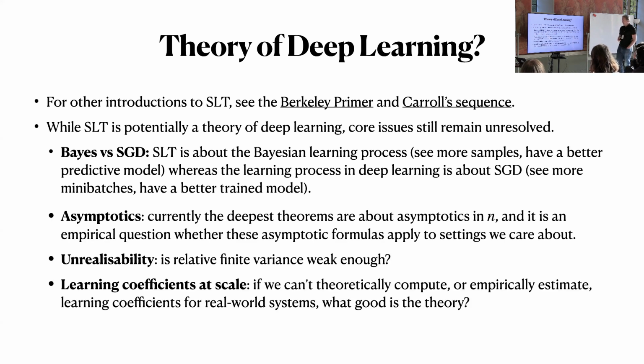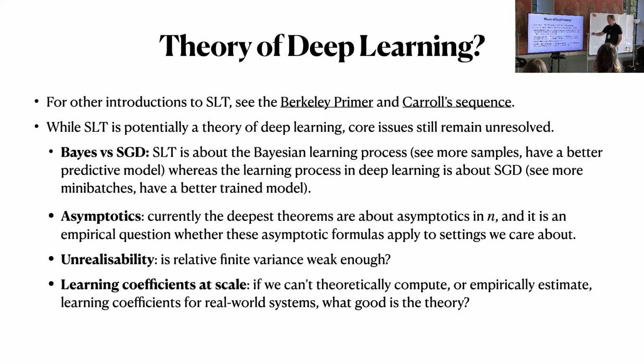Unrealizability, I already mentioned. It seems likely, especially if you're going to talk about RL together with SLT, that relative finite variance just palming off this question of unrealizability in this way is not going to be sufficient. Some of the deep issues to do with unrealizability may come back, and the theory needs to be extended in a significant way. That may also be true even in the neural networks that we're currently trying to study with the theory. That's an open question.